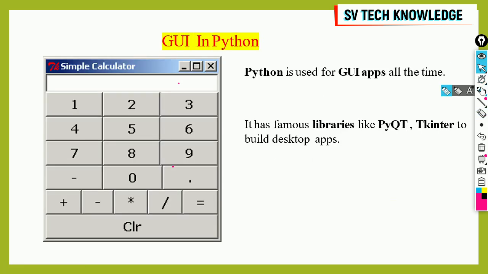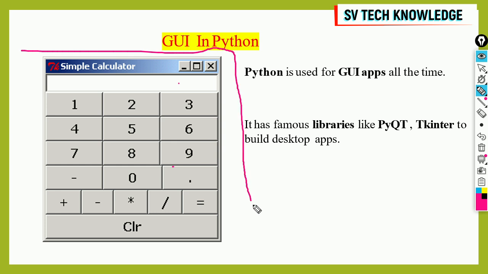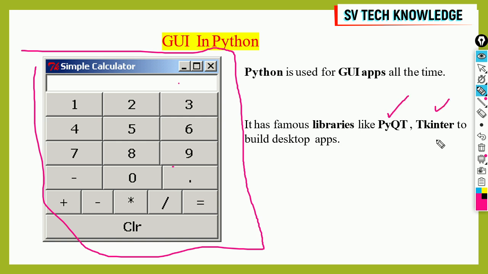Like this, to develop GUI components, graphical user interface apps, we use libraries called PyQt and Tkinter. So the main asset of Python is libraries. By using different libraries, we can develop different applications. To develop GUI applications, Python uses PyQt and Tkinter. These are the two libraries which are used to develop GUI apps.